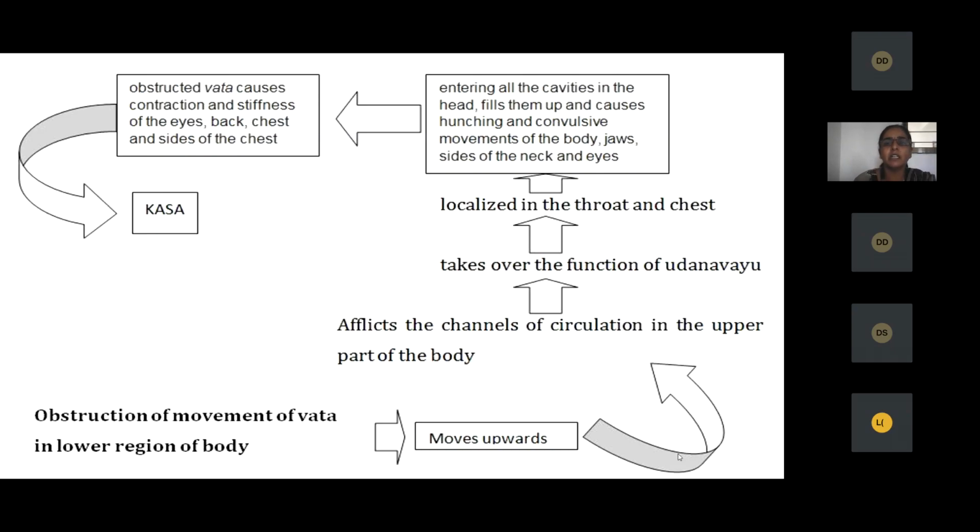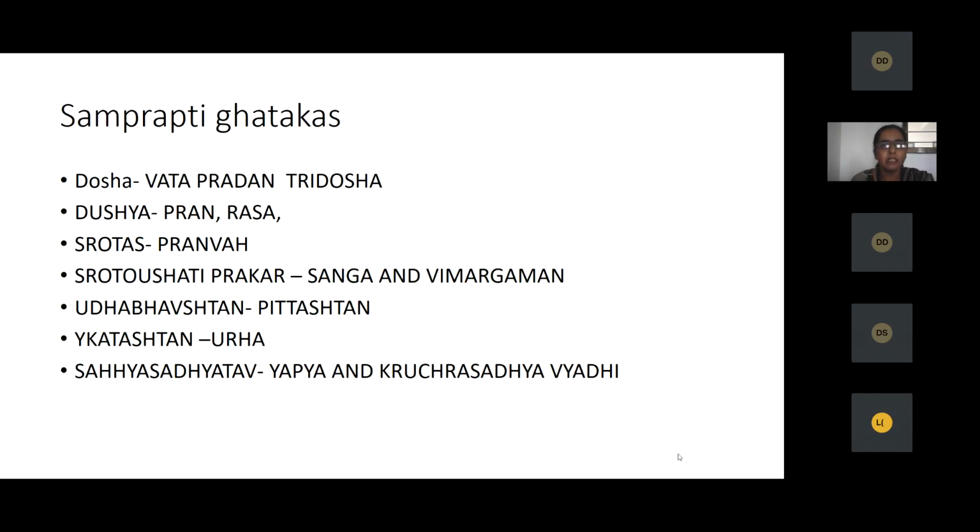And this means the cough is formed, sputum starts to come out, and the obstructed vata causes contraction and stiffness of the eyes, back, chest and sides of the chest, resulting in Kapha, the main Kapha reflex. The samprapti ghataka of COPD is the same as Kasa and Shwasa.